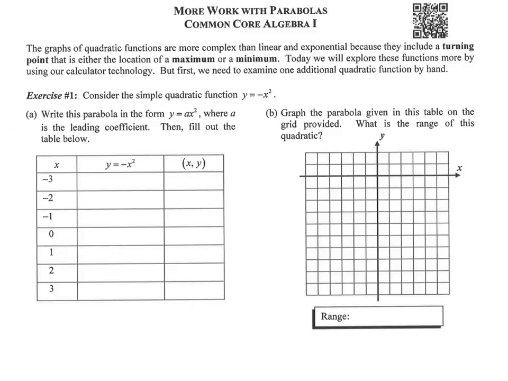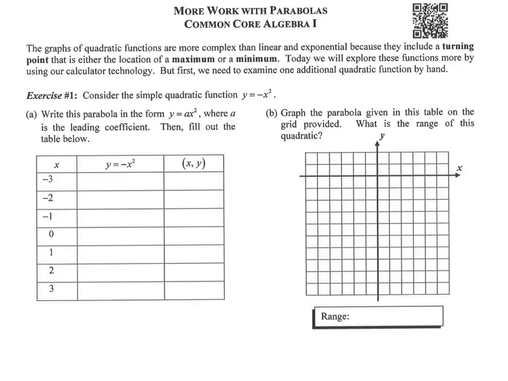The graphs of quadratic functions are more complex than linear and exponential because they include a turning point that is either the location of a maximum or a minimum. So let's look at the first exercise here. Consider the simple quadratic function y equals negative x squared. So a is the leading coefficient, and then we're going to fill out the table below.